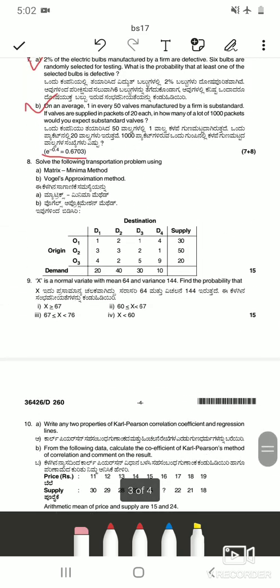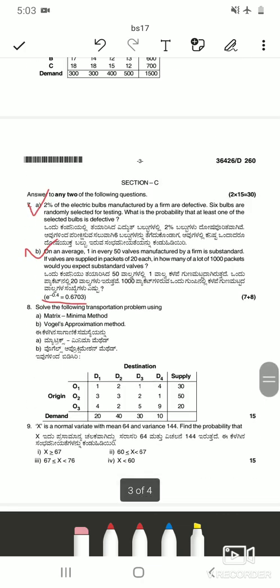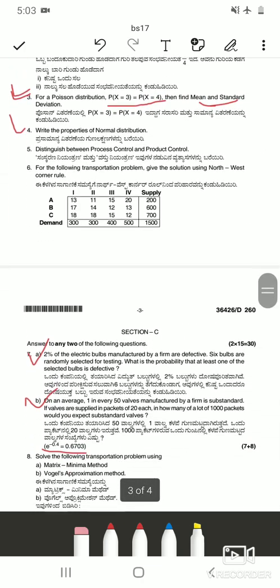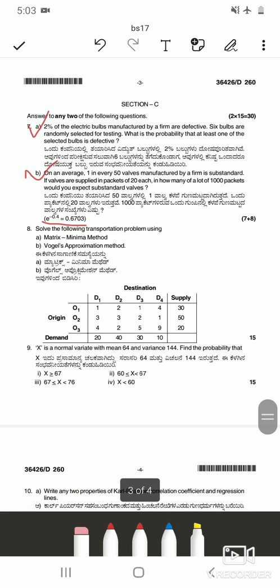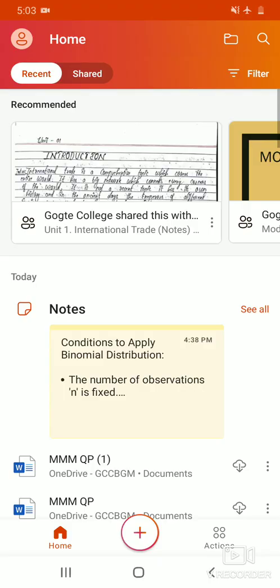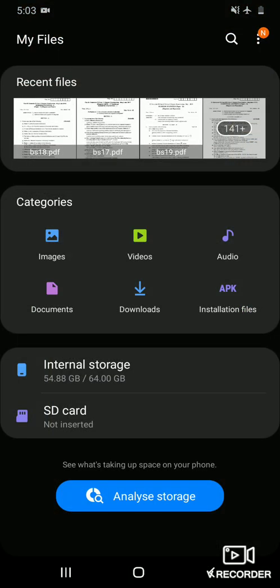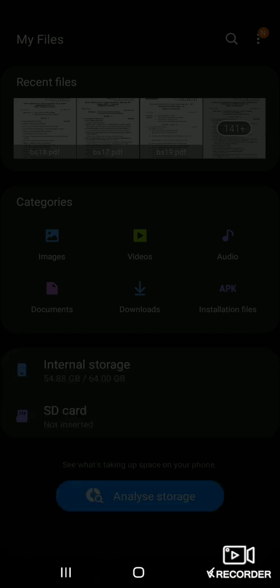Yes. So no questions from first and second unit in section D. So you will be having at least 5 to 6 problems from section A, then from section B 2 questions, and from section C at least 2 questions or 1 question from normal distribution for sure. So I have missed one question that I had seen in 2018, 2 marks.